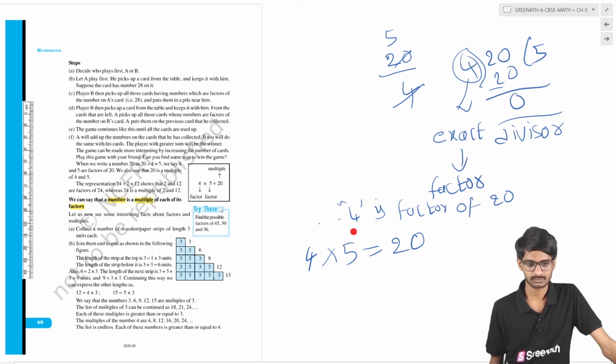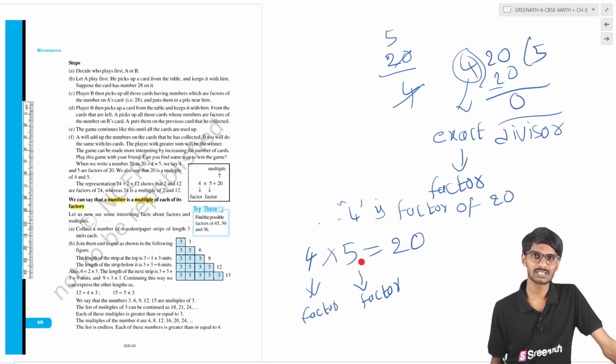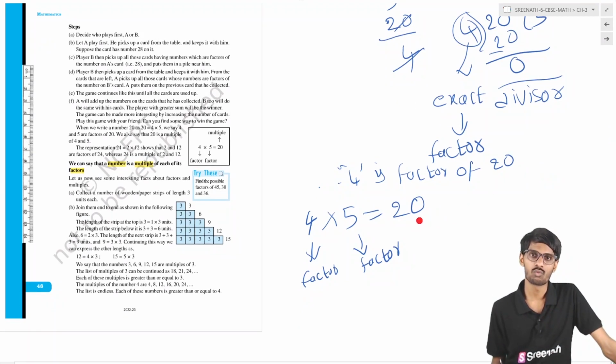Here this is the factor, and this is also a factor. By using these factors, we can completely divide it, and we will get the remainder as 0. Okay students.